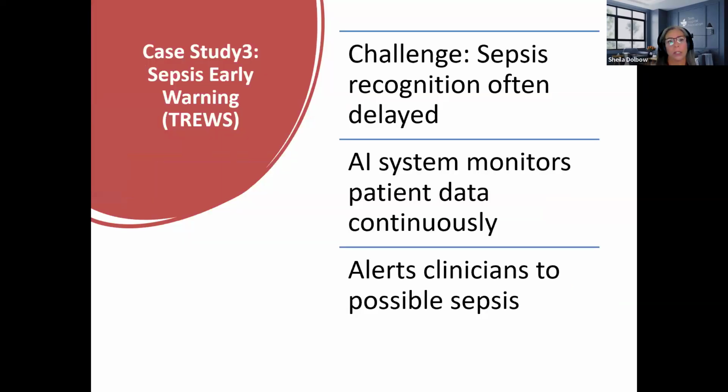Our next study was a sepsis early warning. All of our facilities are focused on sepsis in terms of early diagnosis and being able to treat patients quickly. We know that is essential to patient outcomes. So in this study, they utilized an AI system to monitor the patient's data continuously, and it made alerts to the clinicians of possible sepsis.